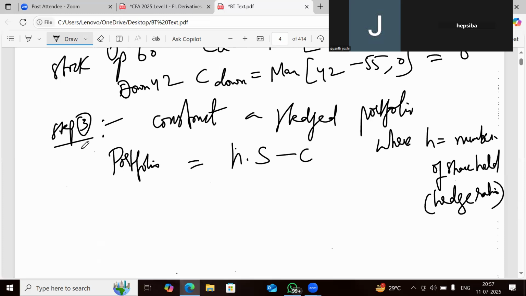So I'm again saying, we build a portfolio so that we can find out the fair price of the option without arbitrage. And for that, we construct a hedge risk-free portfolio, which includes long delta or H shares of stock, short one call option.